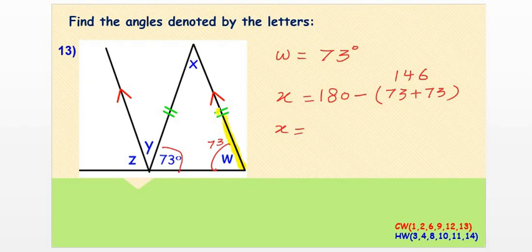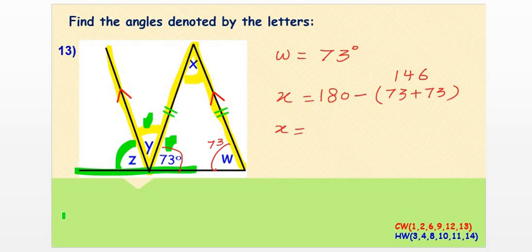Why? Because clearly you can see we have a Z shape here, this one, right? So the value of angle x and this y will be equal to each other. When you get the value of y, then you can find the value of angle z. How? Because all these are angles on a straight line, 73 here, this one, and you subtract the sum of these two from 180 to get the value of z.